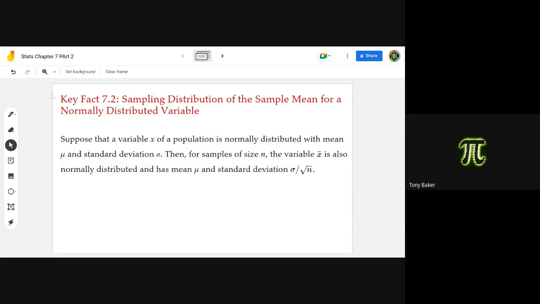All right. So first, quick review of what we talked about on Tuesday. We were talking about how we can look at means in a very similar way that we were looking at single individual values. So if we have a variable x of a population that is normally distributed with the mean and standard deviation, then for a sample size of n, the variable is also normally distributed. The mean is the same, and the standard deviation is the original standard deviation divided by the square root of whatever my sample size is. So that's basically what we covered on Tuesday, those formulas that we used.